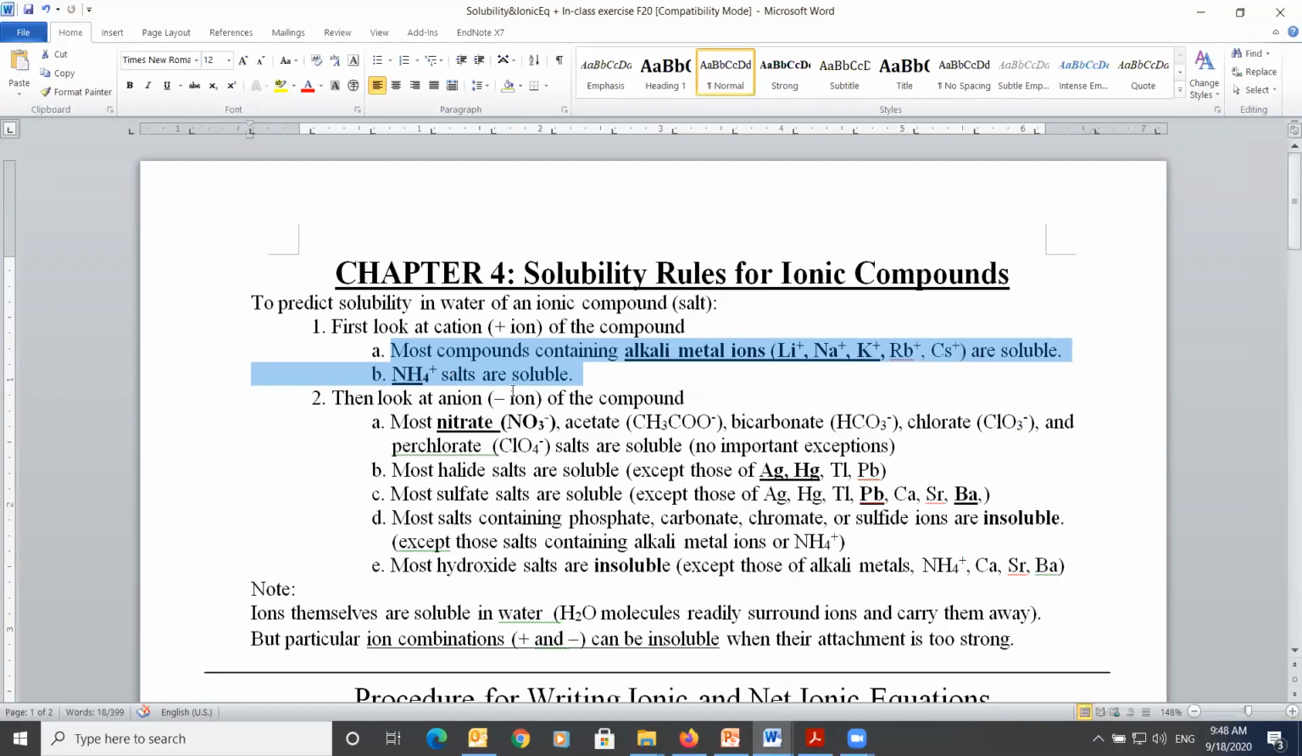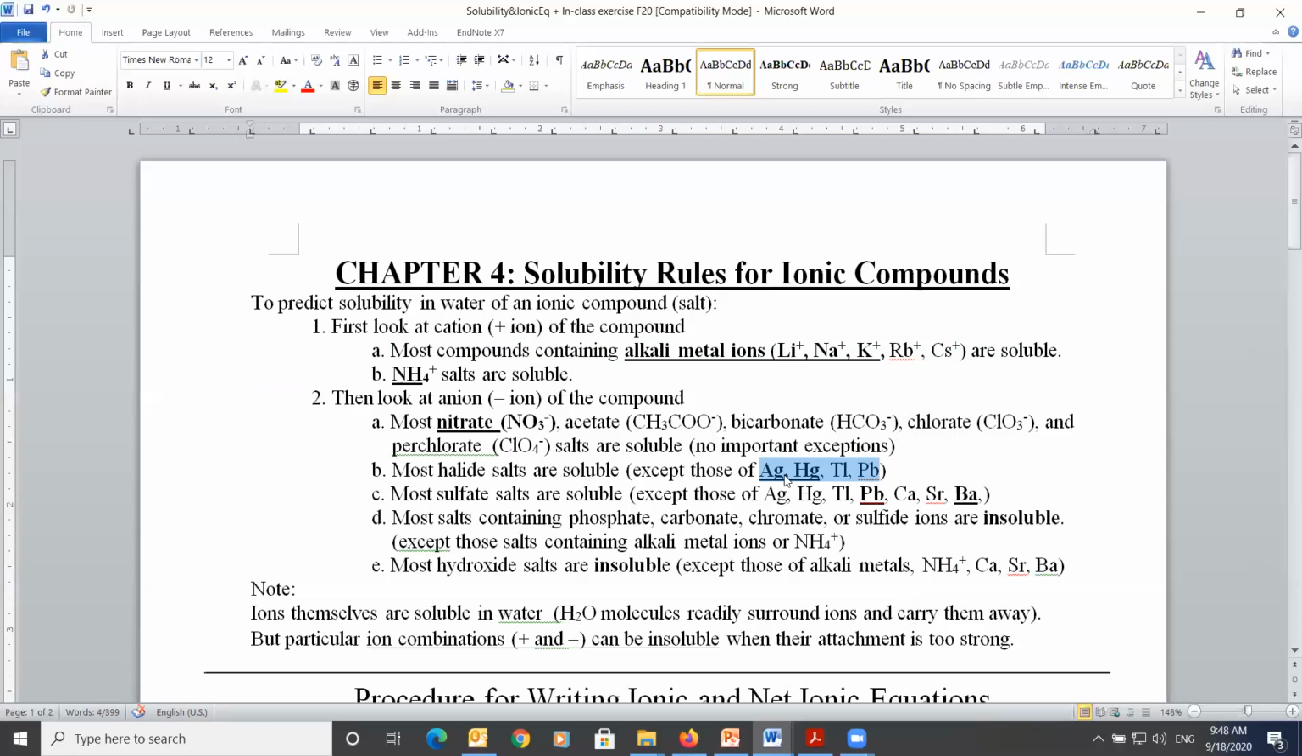Then we can look at another side, the anions. All the nitrates are soluble, and also these ones are soluble. So as long as you see these things, they are soluble. Now, let's continue. The halides are also soluble, but you have to memorize some exceptions. As long as the halide is not combined with these things, they will be soluble.